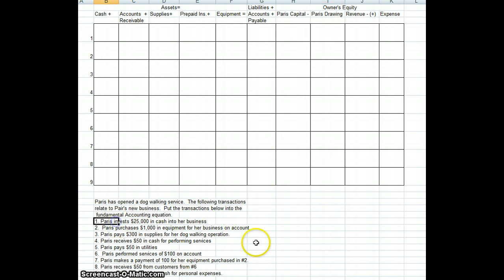So number 1, Paris invests $25,000 cash into her business. Whenever we're thinking about Paris, we have her personal Paris and we have Paris the business owner. And when we're doing accounting, we're going to take a look at Paris the business owner. So this $25,000 in cash, we're talking about cash into her business. So we'll come up here under cash number 1, and we'll put in $25,000, and that's going to increase the value of cash for her business.